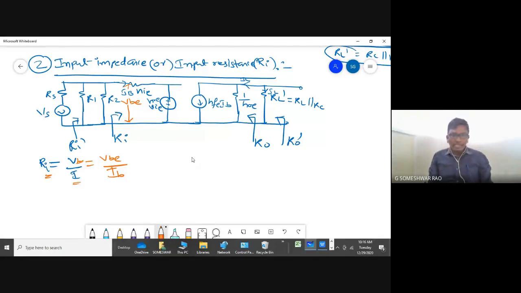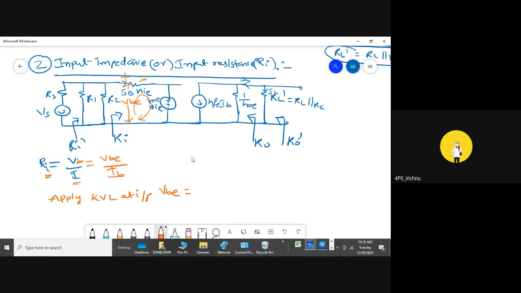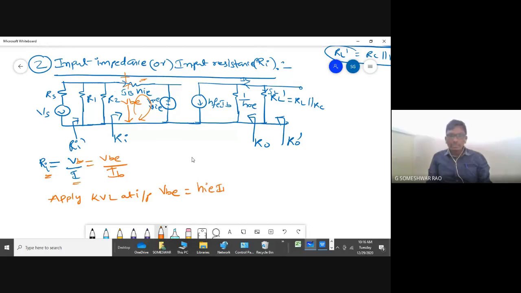Now apply the KVL across this loop, the loop that I am indicating. So apply the KVL at the input. If you apply the KVL across this, what is VBE? VBE is equal to the drop across HIE. The current IB is flowing. What is the voltage drop across HIE? HIE into IB. Very good. So what is the voltage source here? HRE into VCE. Understood by everyone?